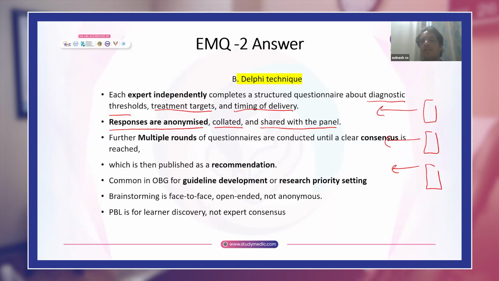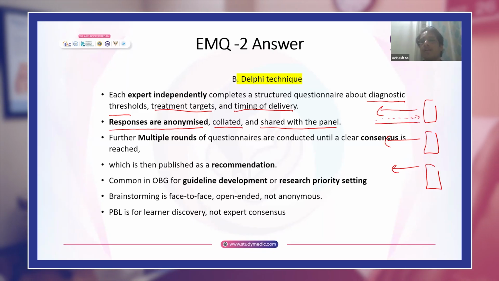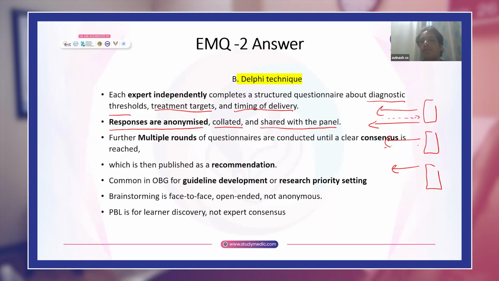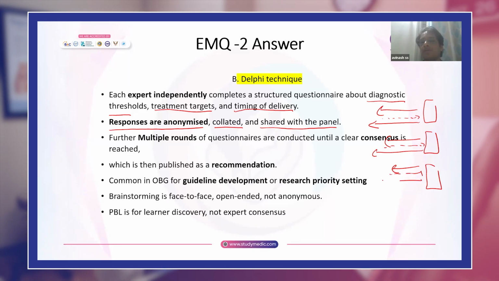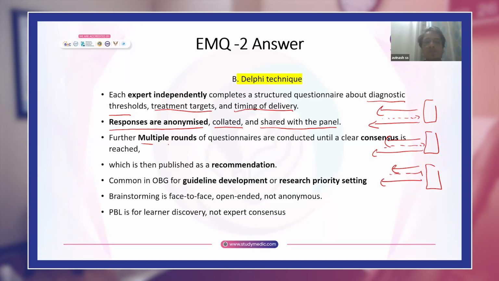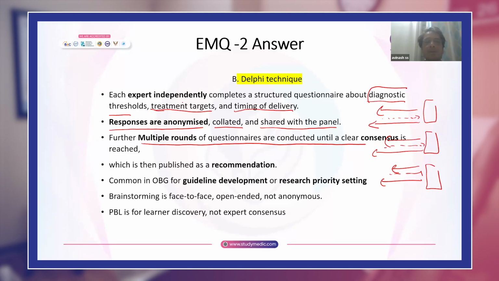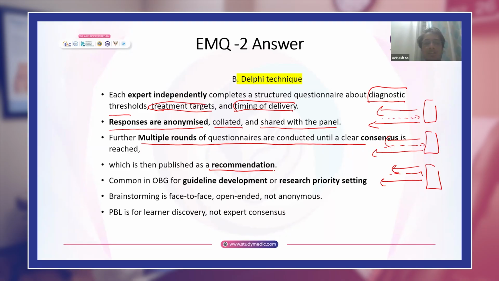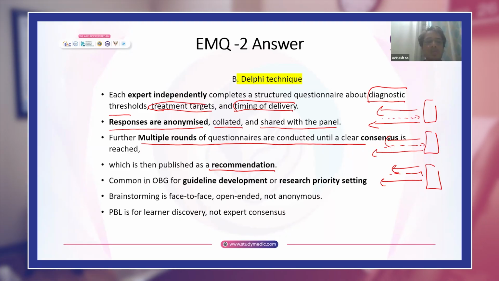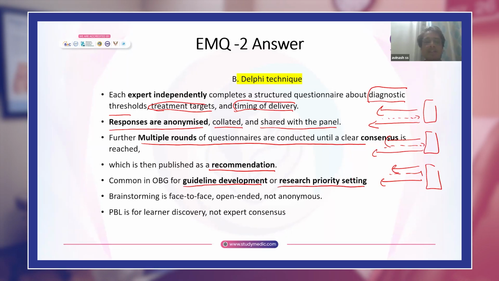Then when it is returned back, they will again answer back. So the overall answers are returned back, and they will again answer. So multiple rounds of questionnaires will go on until a clear consensus regarding, for example, diagnostic thresholds or treatment targets or timing of delivery is reached. Then it is published as a recommendation. So usually it is used in OBG for guidelines development and research priority setting, etc.